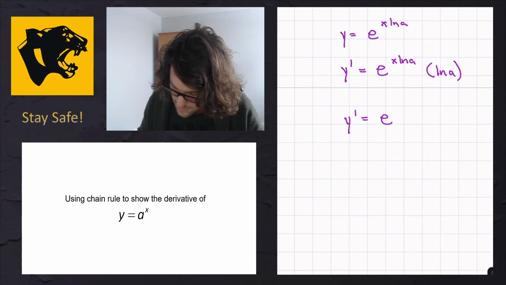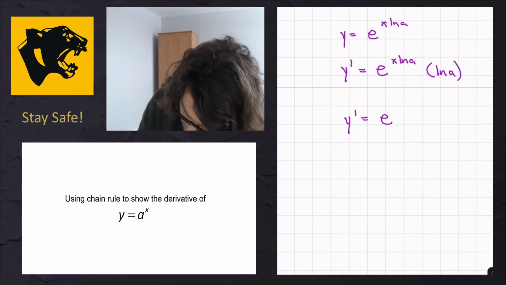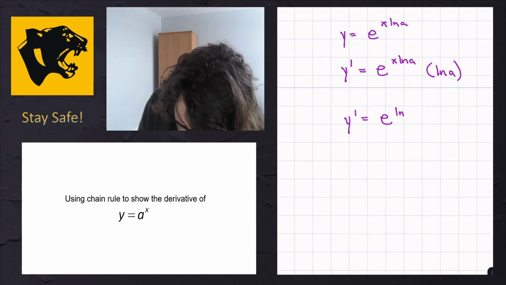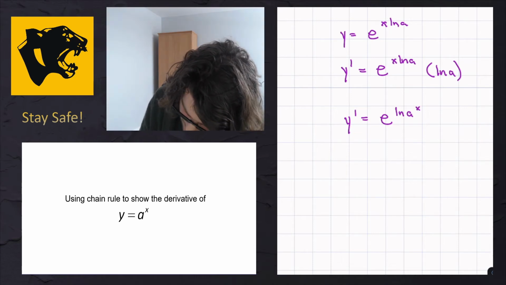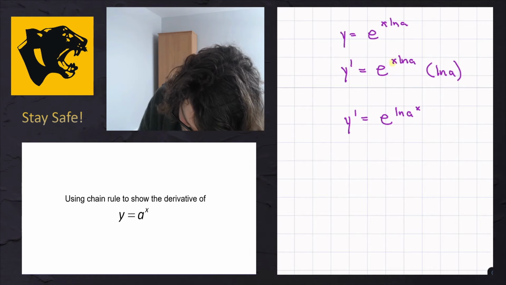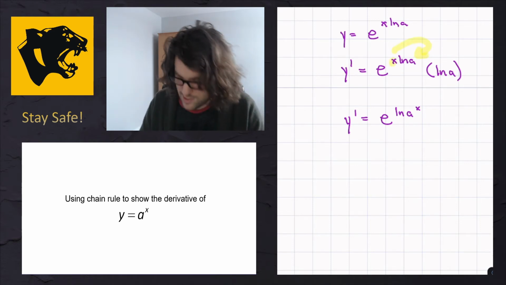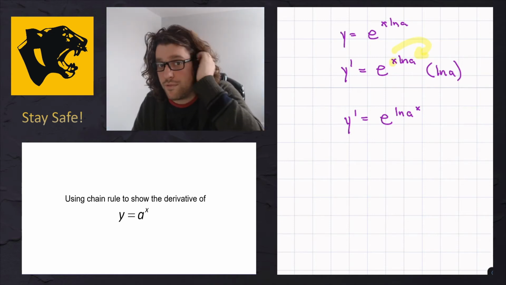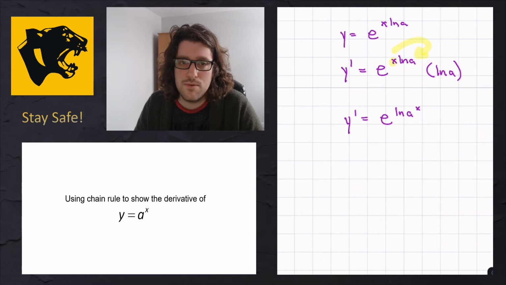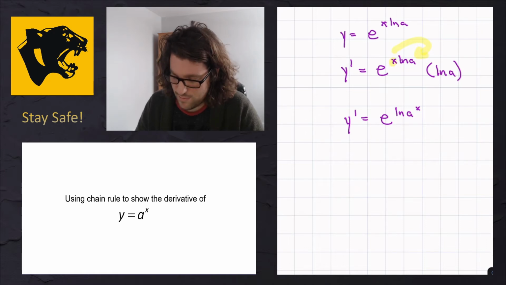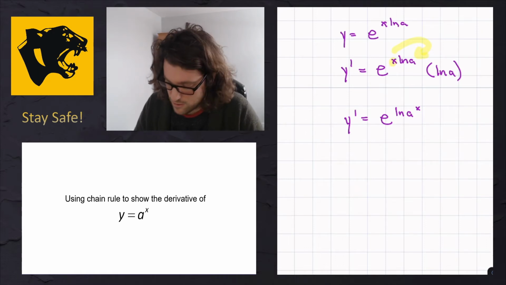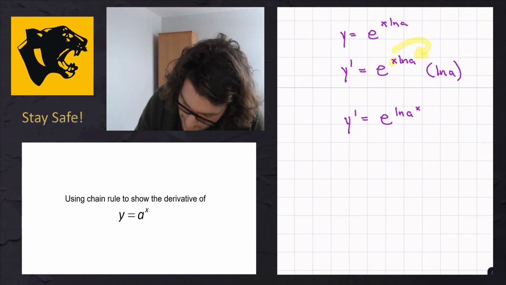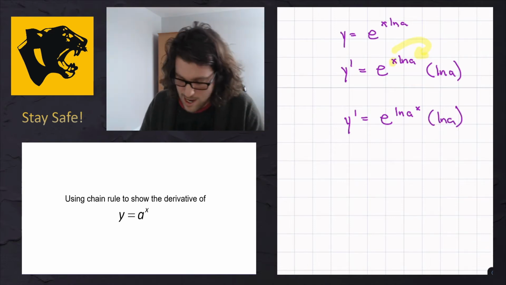So I'm going to use an exponent law and take the ln a to the power of x. So I took this little x that was on the front, and I'm going to pop it up as an exponent, because a coefficient on the front of a logarithm can be equal to the power of the argument inside of the logarithm. I still have my ln a kicking around at the end.